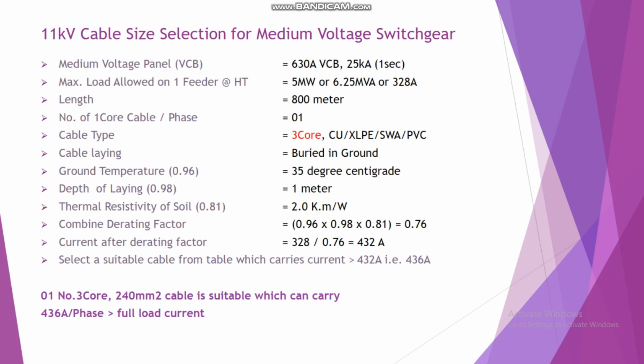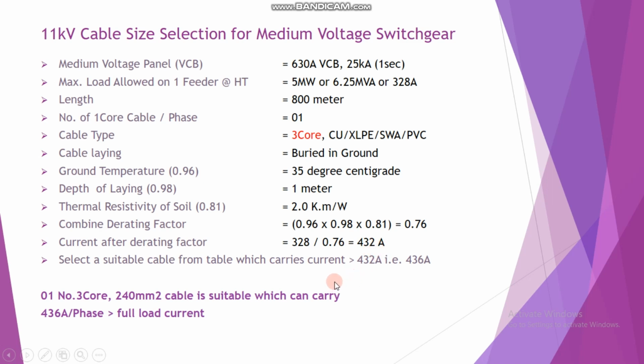The cable we are selecting is 3-core copper XLPE armored PVC, with the same other conditions. The only difference is that the total amperes have changed. It's now 328 amperes according to the VCB. We are selecting according to the maximum load we can put on the VCB, which is 6.25 MVA. In Pakistan, our distribution companies only allow 5 megawatt load on one feeder. So according to that, we have only 328 amperes. If you apply the derating factor, the amperes come up to 432 amperes.